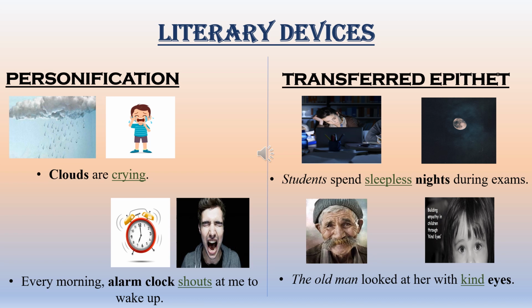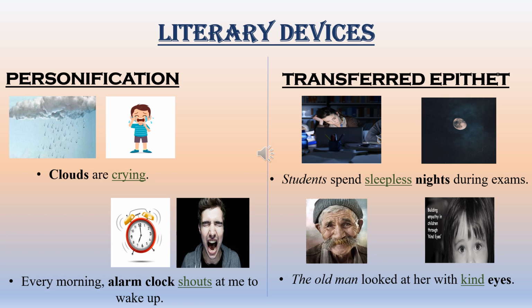Second example, the old man looked at her with kind eyes. Now what is the adjective here? Kind. But are the eyes kind? No. Who is kind? The old man. So the epithet kind is transferred from old man to eyes. Thus it becomes an example of transferred epithet.